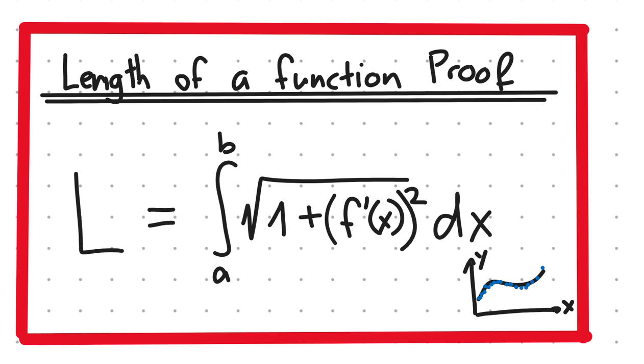In this video, we're going to talk about the length of a function. The length of the function is given by the integral from a to b of the square root of 1 plus the derivative of the function squared with respect to x. Now, I would like to prove this formula by using Pythagoras' theorem and a Riemann sum. So keep in mind that I'm going to use those tools in order to prove the formula.